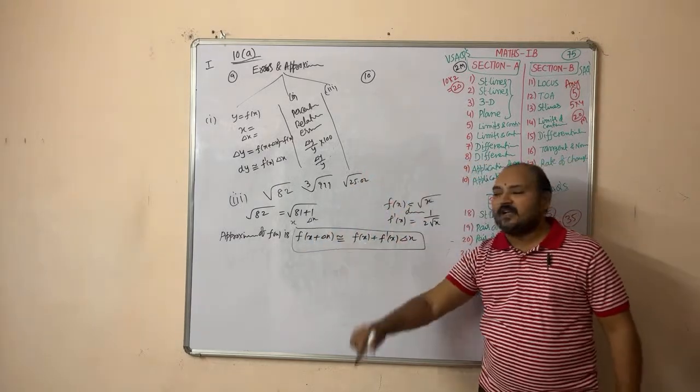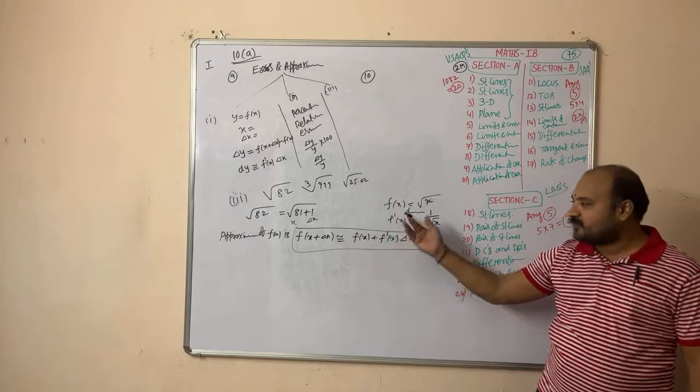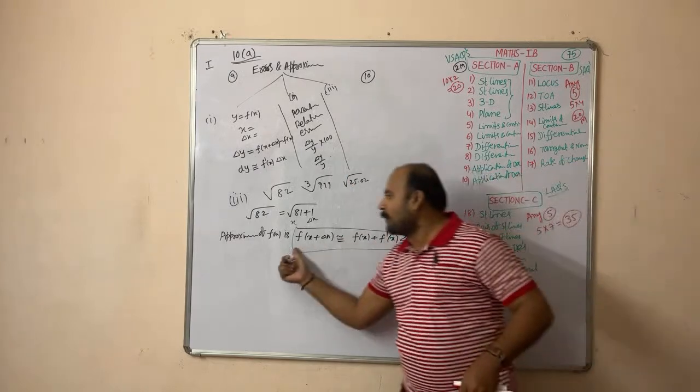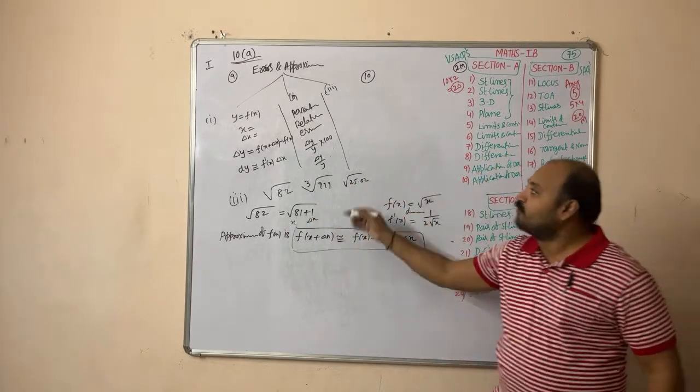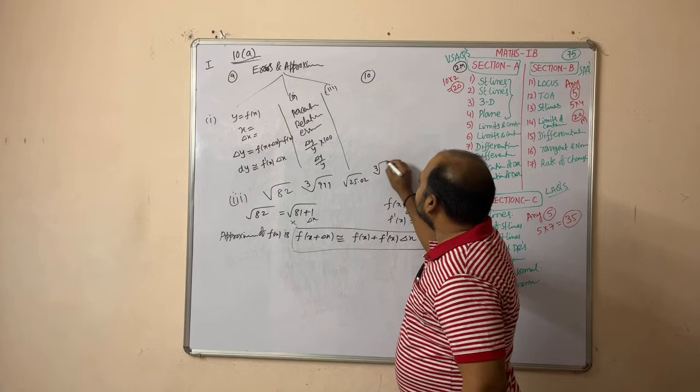f(x + Δx) is approximately equal to f(x) + f'(x)·Δx. If you apply this, you will get the answer, dear students. A number of examples I have given. Please go through them, not only this one. Cube root of 65 is also there.